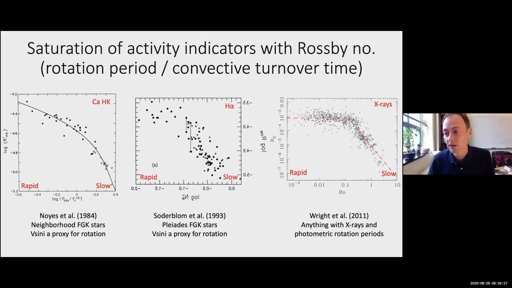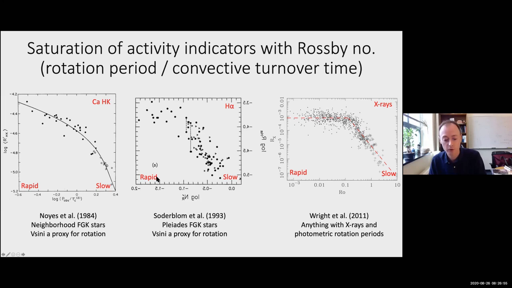You have to use a model to assume what that is. It's a very difficult thing to directly measure. But you can calculate this Rossby number for stars, and they see this effect where this particular activity indicator, which is based on calcium H and K lines, appears to start to saturate at lower and lower Rossby number. This study by Noyes et al. was done with neighborhood FGK stars using V sin I as a proxy for rotation.